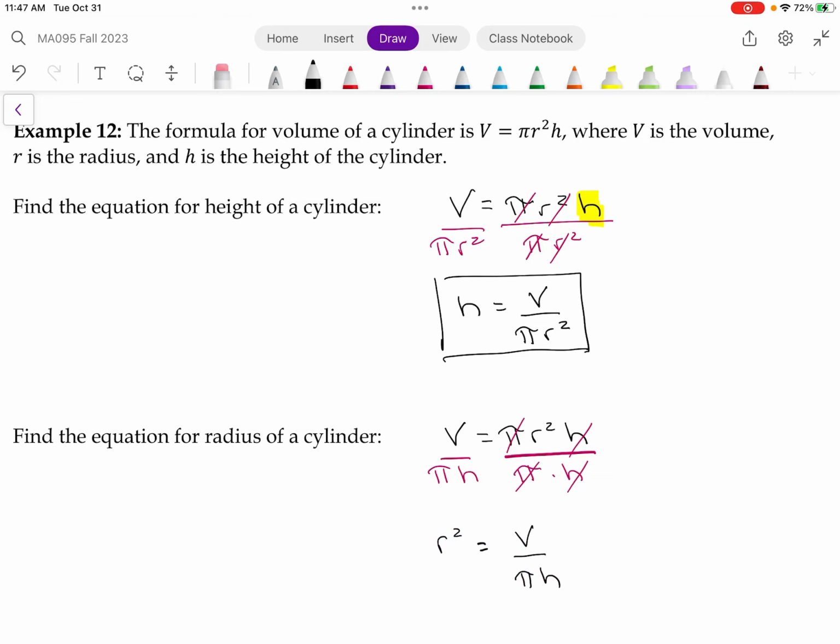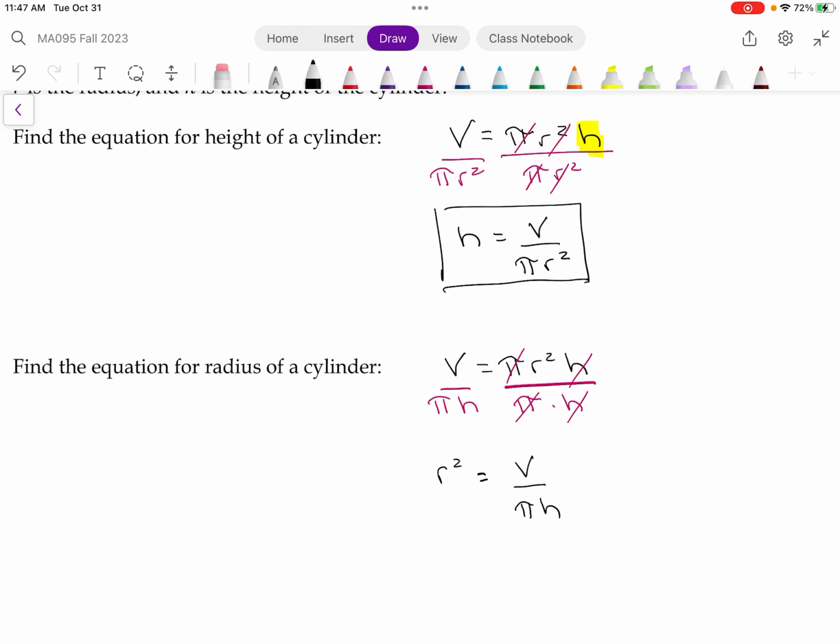But we weren't solving for r squared. We want to solve for r. So we're going to square root both sides to get to the r. And now we've got r equals the square root of v over pi times h. And that is the final answer on that one.